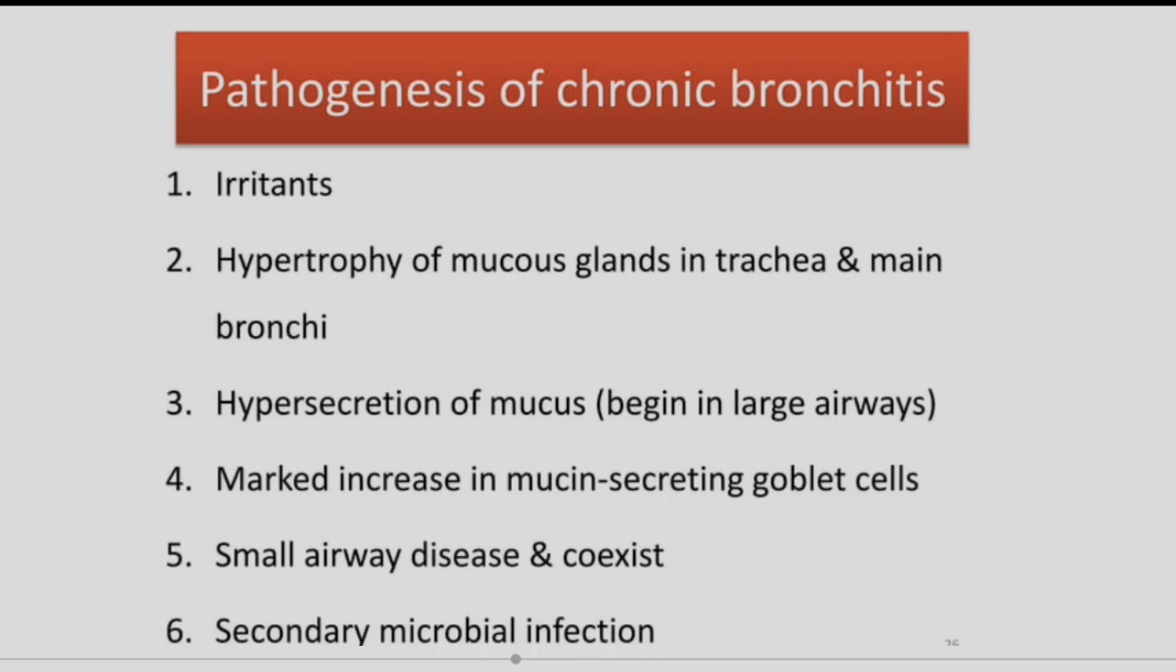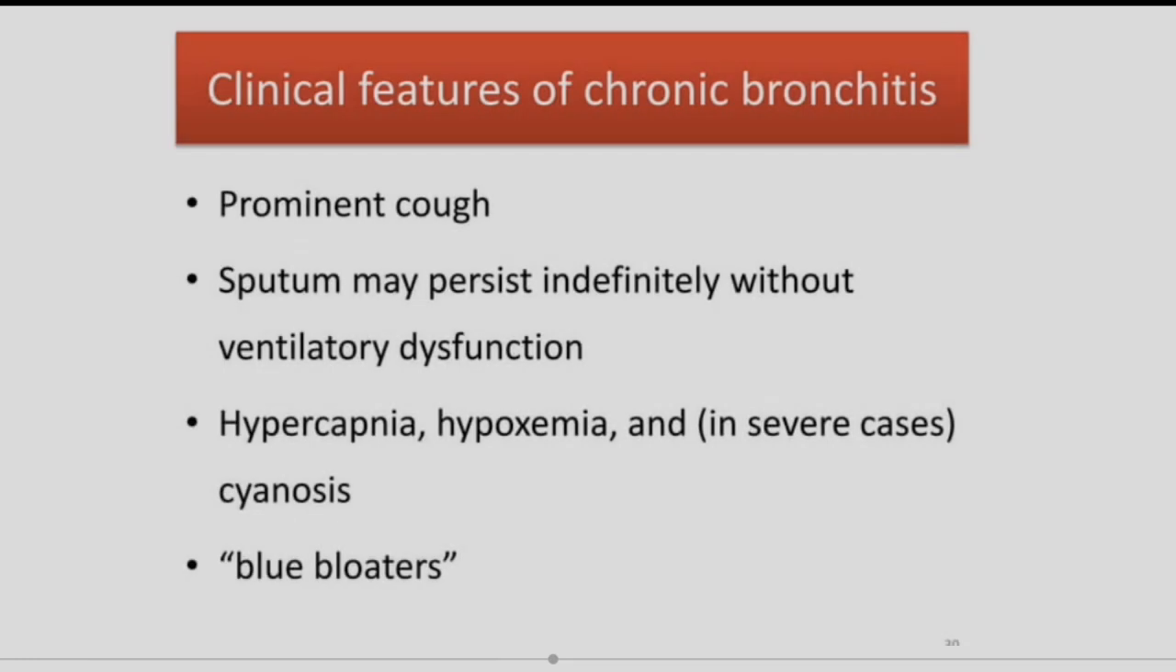Pathogenesis of chronic bronchitis: irritants, hypertrophy of mucus glands in the trachea, hypersecretion of mucus, and a marked increase in mucin-secreting goblet cells. Goblet cells are increased. Mucus glands are hypertrophied because they are hyperactive, and there is some sort of irritant available. The mucus is secreted too much because the glands are active, as well as the goblet cells increasing. Small airway disease can coexist, and secondary microbial infection. Infection is also found in chronic bronchitis.